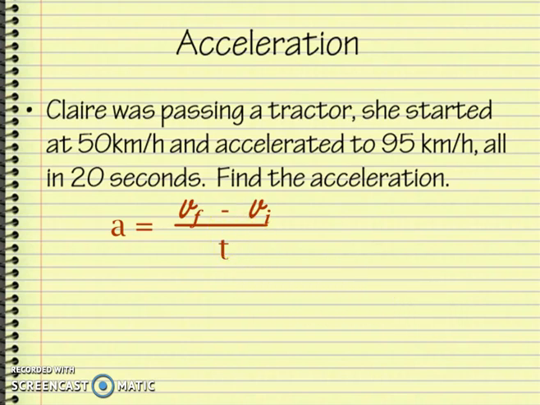Now we need to figure out what all of our variables are. When you look at this, you'll notice that we need a final velocity. She accelerated from 50 kilometers per hour to 95 kilometers per hour, so the final one would be the 95, towards the end of this problem. So we'll put down 95 kilometers per hour. Now let's find that initial velocity, which is the one that happened first in the story, which would be the 50 kilometers per hour. So we'll insert that into our formula, 50 kilometers per hour.